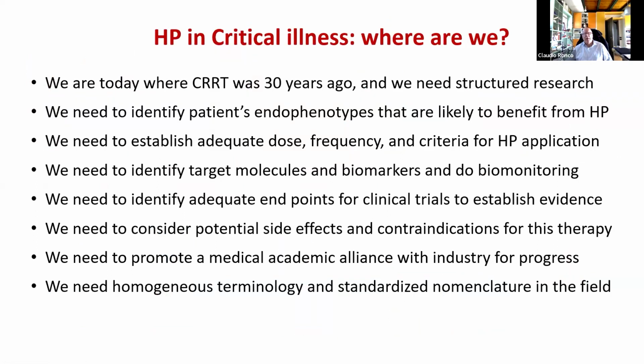We are where CRRT was 30 years ago, and we need to structure research. We need to identify patients and the phenotypes that are likely to benefit from hemoperfusion and hemoadsorption. We need to establish adequate dose, frequency, and criteria for application. We need to identify target molecules and biomarkers to do biomonitoring, and adequate endpoints for clinical trials to establish evidence. Endpoints can be biochemical, biological, physiological, pathological, and finally, survival will be the ultimate. We need to consider potential side effects and contraindications.